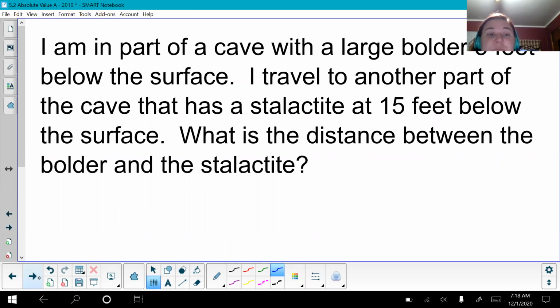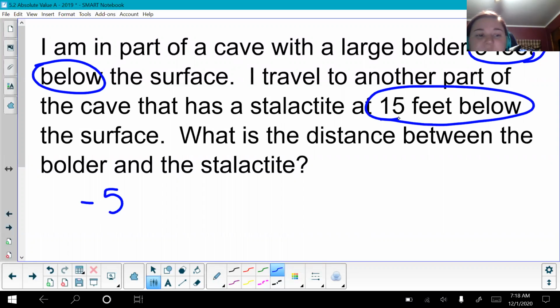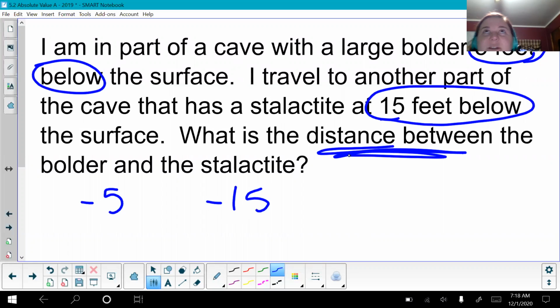Okay, now think about this one. I'm in a part of the cave with a large boulder 5 feet below the surface. So I'm below the surface. I travel to another part of the cave that has a stalactite that is at 15 feet below the surface. What's the distance between the boulder and the stalactite? So we're both below the surface, right? Think about how we did that. These would both be on the same side of 0.